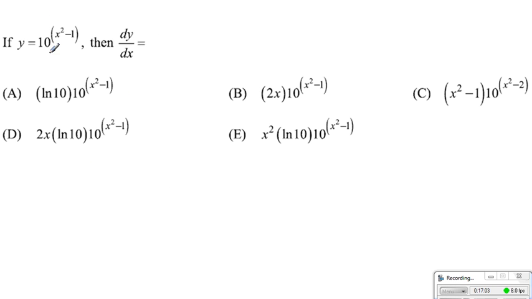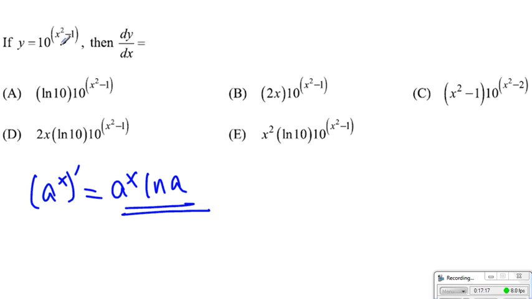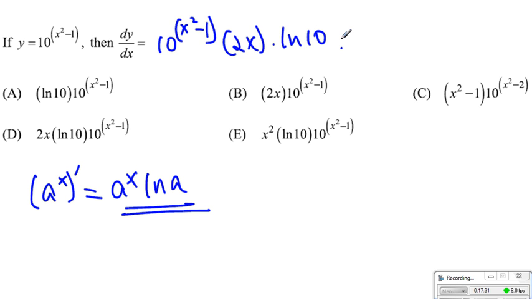Next question here. The derivative of a to the x power, in fact, is equal to a to the x, same as before, but we gotta multiply by ln of a. That means when we take the derivative of this one, yes, we gotta have 10 to the x squared minus 1 with the derivative of the exponent, which we end up getting 2x, but also multiply by ln of 10. That becomes our final answer. So, which has all the components? I believe choice D has all the components of the answer. All right, let us move on.